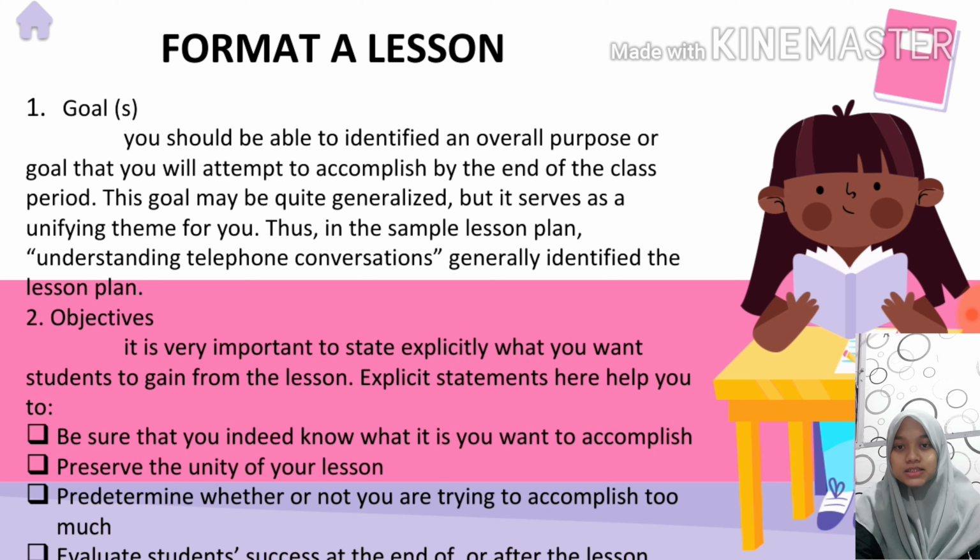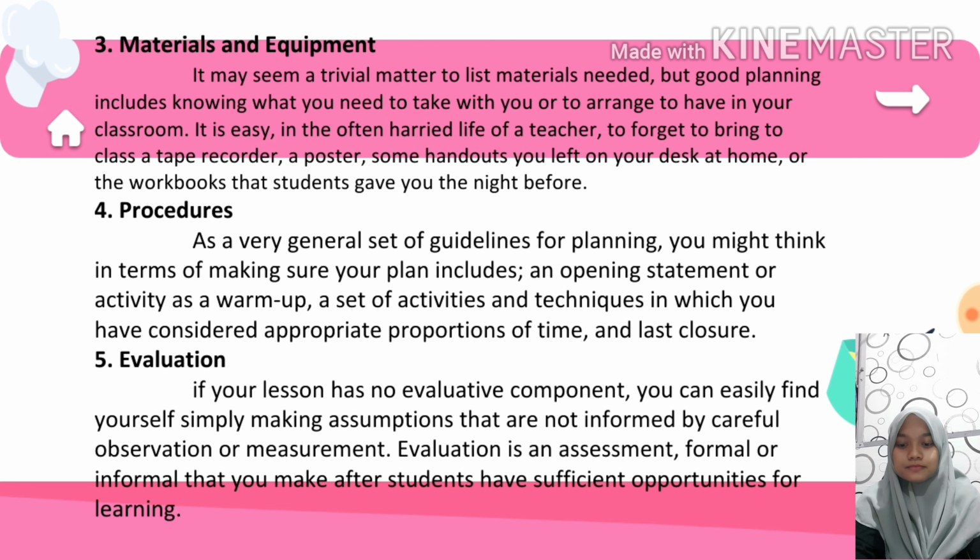And second, objectives. It is very important to state explicitly what you want students to gain from the lesson. Explicit statements here help you to first be sure that you indeed know what you want to accomplish, and then preserve the unity of your lesson. Next, predetermine whether or not you are trying to accomplish too much. And last, evaluate students' success at the end of or after the lesson.